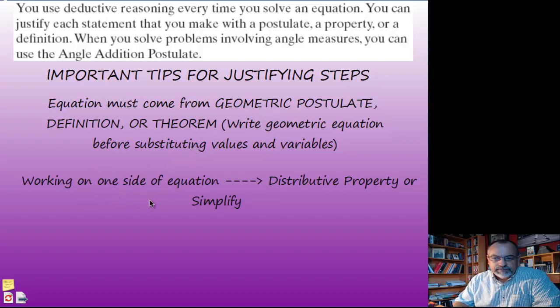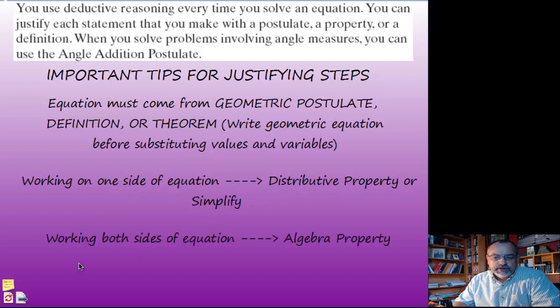Now this is very important, the difference between simplifying and properties of equality. If you're working on one side of the equation, in other words, you're just looking at the left side of the equation and you're adding some like terms together, that's called simplifying. Or if you're distributing on one side, that would be distributive property. If you're working on both sides of the equation, meaning you add the opposite to both sides, or you multiply the same thing on both sides, or divide both sides, then that's an algebraic property of equality. So very important to make that distinction. If you're adding numbers on one side, that is not the addition property.